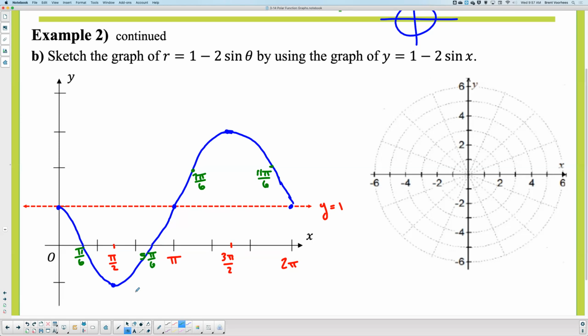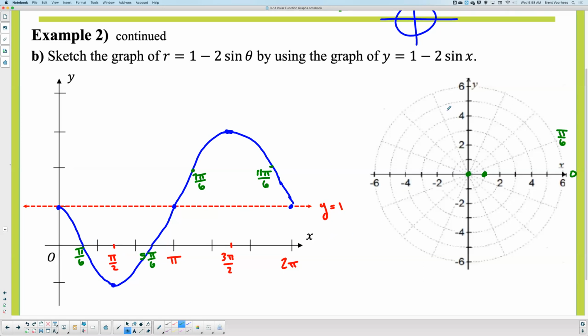Okay, so this time, let's make sure we graph this properly. If it's negative, that means you go away from the point. If it's positive, you go towards the pole. So here, when I start at 0, I have a 1 on the y-axis. So I go 1 towards 0. Put a dot right there. Now at pi over 6, I have a value of 0. That means you're on the pole. The pole is like the origin.